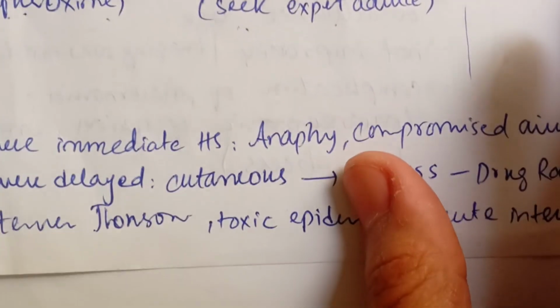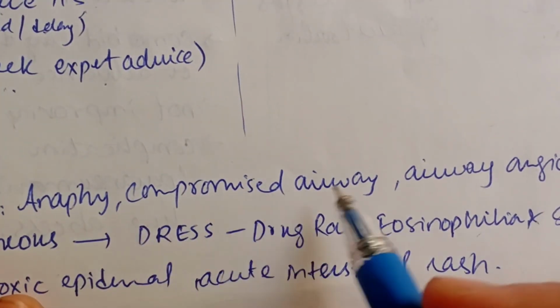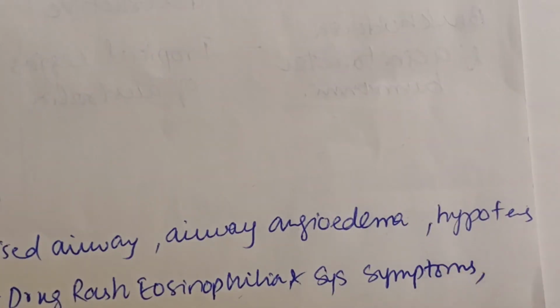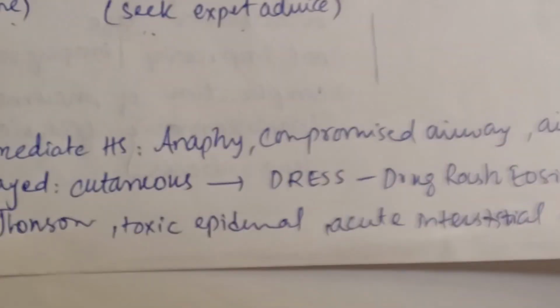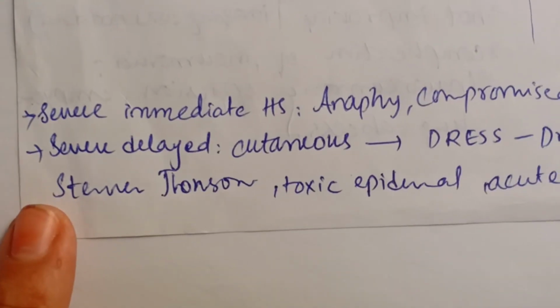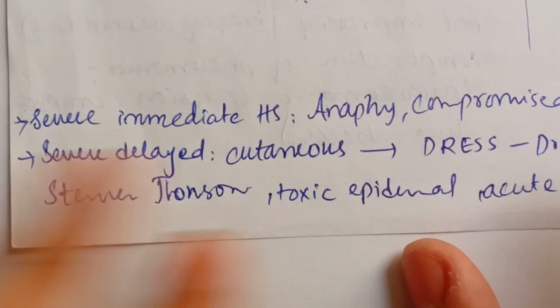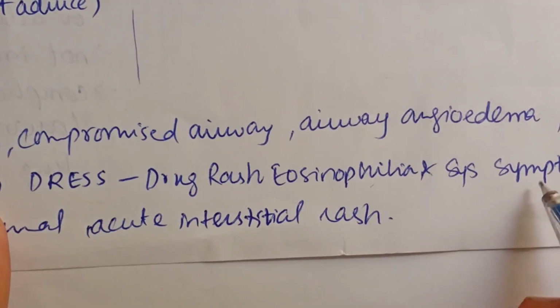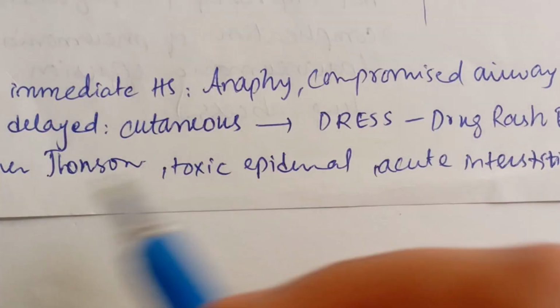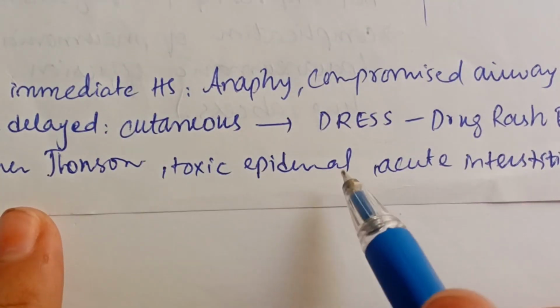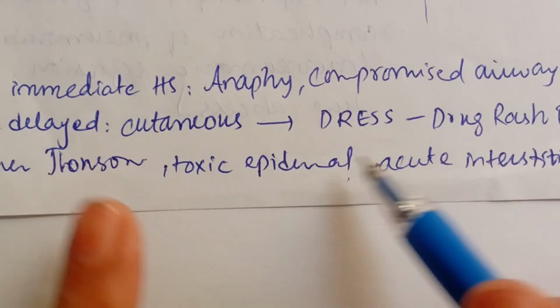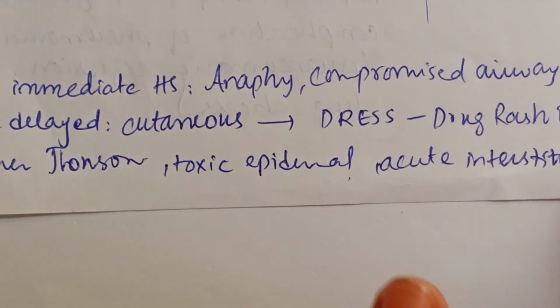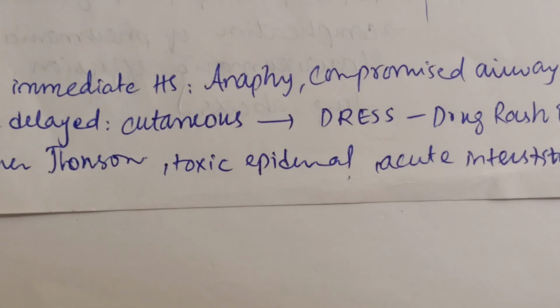So, severe immediate hypersensitivity reaction refers to the anaphylaxis, compromised airway, angioedema, and hypotension. And the severe delayed reaction is mostly cutaneous, and these contain the drug rash, eosinophilia, or systemic symptoms are there. Stevens-Johnson syndrome, toxic epidermal necrolysis, or acute interstitial rash. So these are the delayed hypersensitivity reactions.